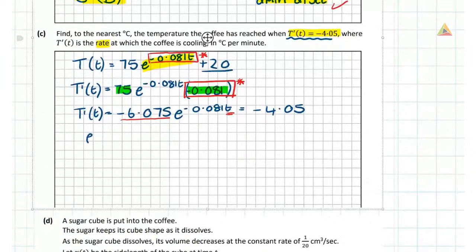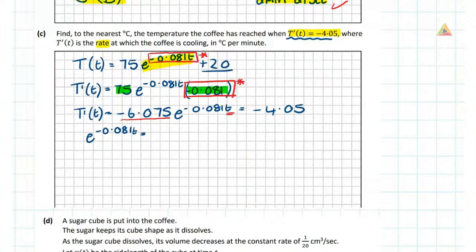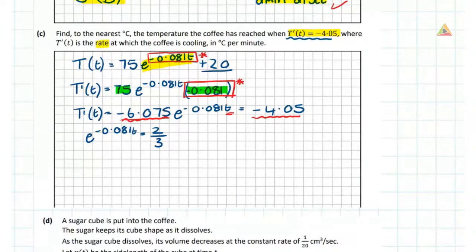That will give me e to the power of minus 0.081t is equal to 2/3. So when you divide this minus 4.05 by this, you get 2/3. And we're going to use our anti-clockwise arrows, just like we did in the previous part. So we're revising our logs here too. And that will tell me it's log to the base e of 2/3.